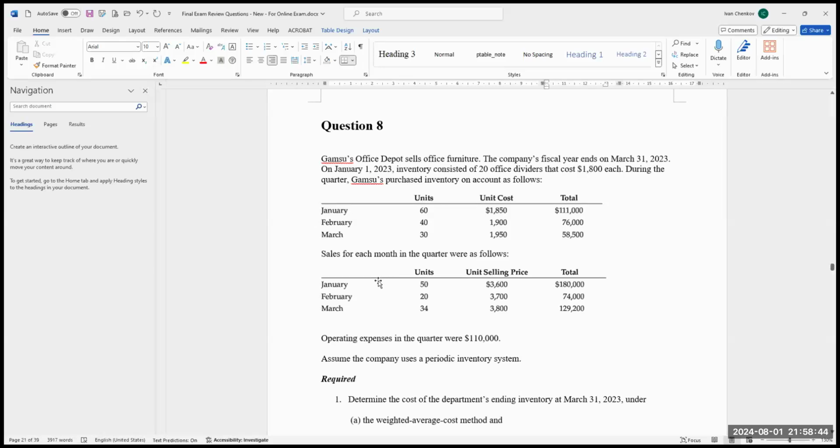Obviously, we have the ending balance. How are we going to get the ending balance? Total units that we purchase plus the beginning balance. Don't forget the beginning balance minus the units that we sold. That's going to give us the ending balance. Okay, let's get busy.